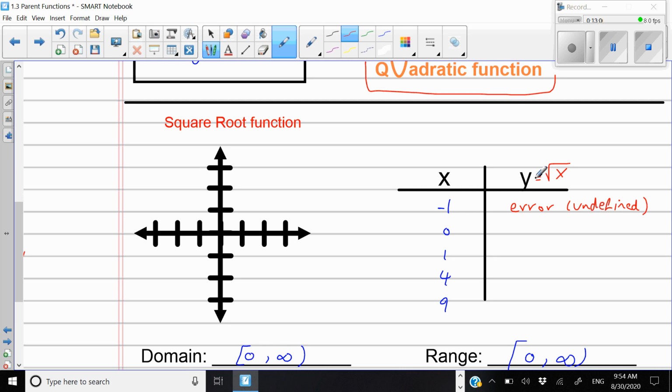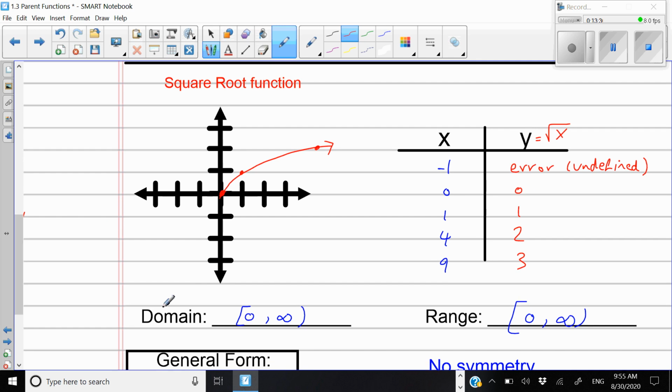If I give 0, square root of 0 is itself. Square root of 1 is 1. Square root of 4 is 2, because 2 to the power of 2 is 4. 1 to the power of 2 is 1. And then square root of 9 is 3. 3 to the power of 2 is 9. So now I can graph the function: 0 and 0, 1 and 1, and then 4 and 2, and so on. So I can graph the function in this way.